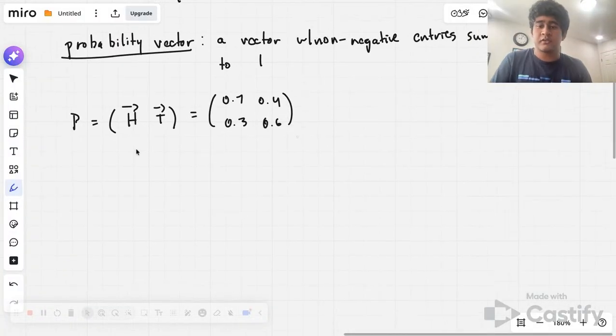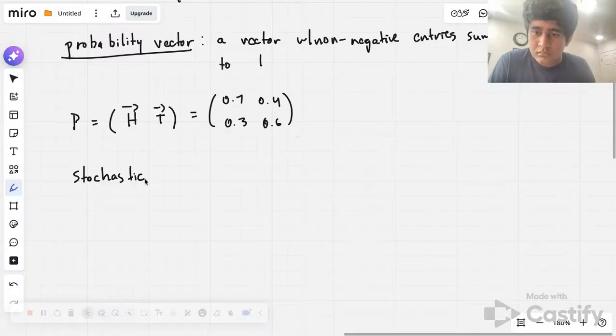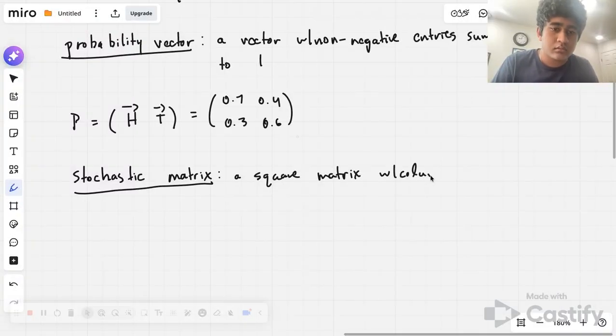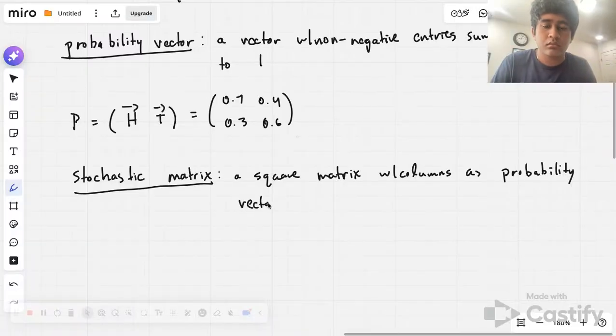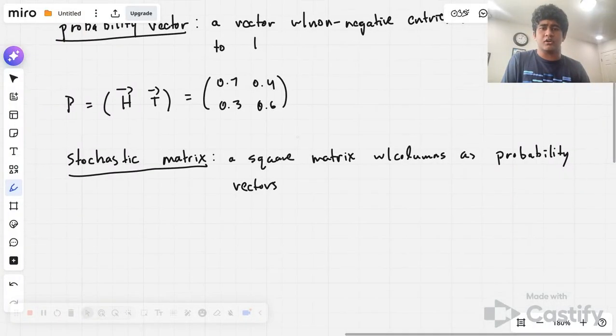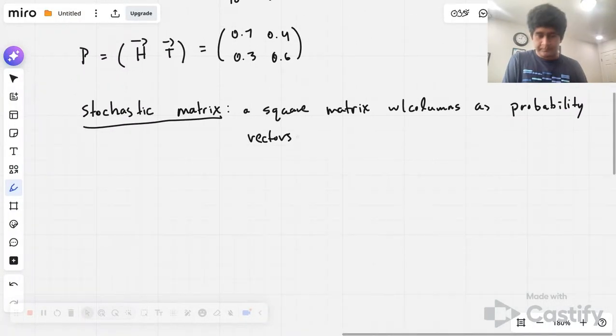Okay, so let's formally define a stochastic matrix. This is just a square matrix whose columns are probability vectors. Okay, so yeah, we've already checked the columns. It's a probability vector. So now let's combine these two ideas of a probability vector and a stochastic matrix.